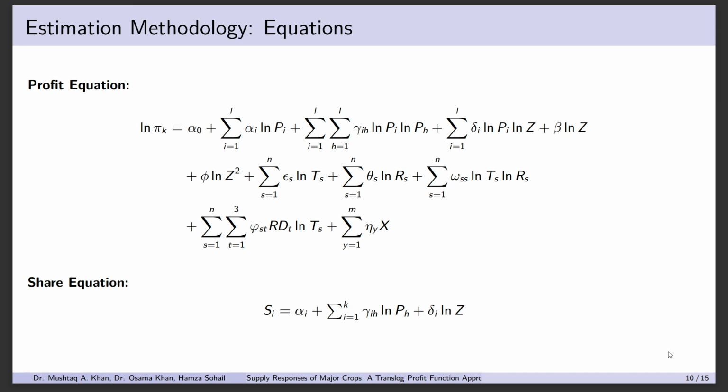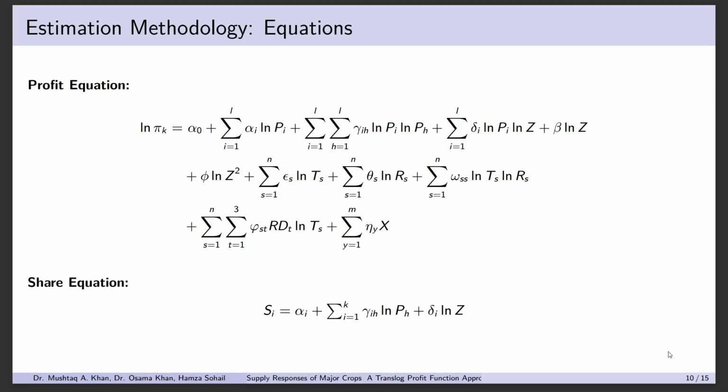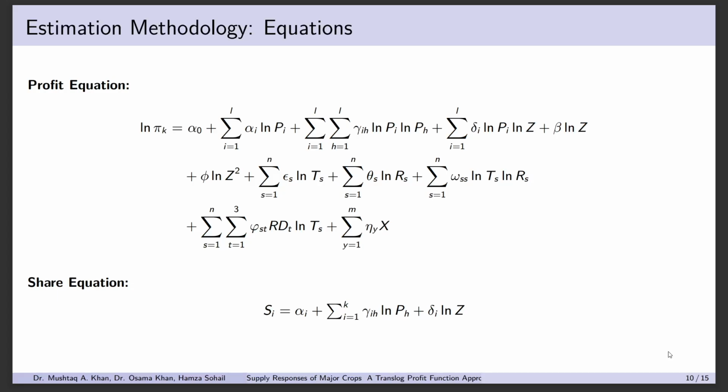So moving on to the estimation methodology, we are estimating two equations in our study. The first one is our main profit equation, which is a normalized restricted profit. And on the right hand side, we have prices of inputs, outputs, cross terms, weather variables, their interaction term as well. And then we have share equations. We basically have three share equations in our model, one for each input: seed, water, and fertilizer. And we estimate a four set of equations for each of the crop using a seemingly unrelated regression, which basically simultaneously estimates the four equations for each crop.